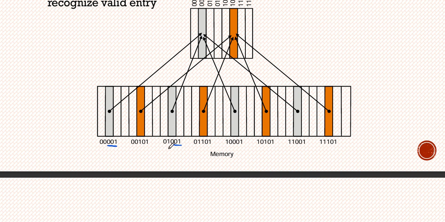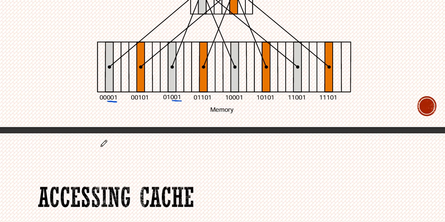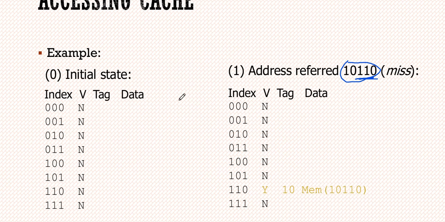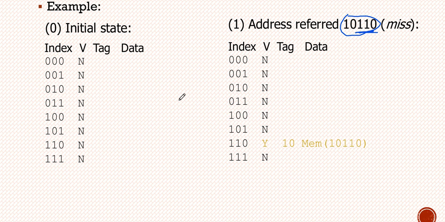So we store the tag. The tag will be the remaining bits usually. So the tag for 9 will be 01, and the tag for 1 will be 00. So when I check the tag and it's 00, then I know it is for 1. If I check the tag and it's 01, I know that's for 9. Do you get it? That's the same thing we are doing here.